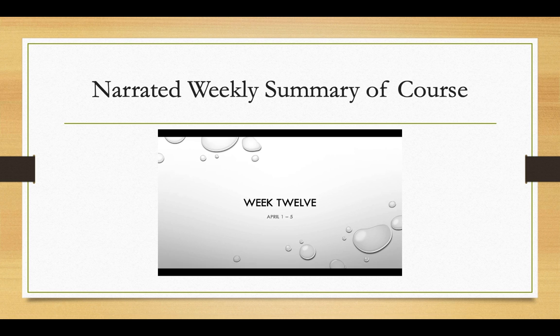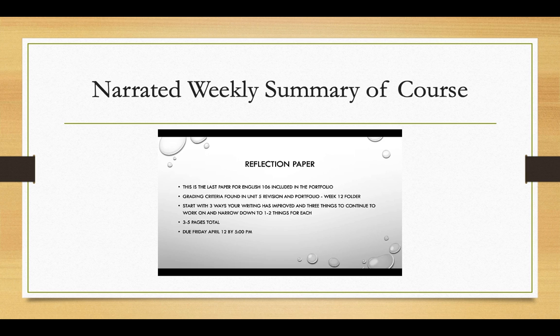Welcome to week 12. So this week we start the reflection paper. This is the last paper for English 106 included in the portfolio, so you're almost there. Grading criteria can be found in the Unit 5 Revision and Portfolio tab, week 12 folder. And there's a lot of information there. When you write the reflection, start with 3 ways your writing has improved and 3 things to continue to work on. Then you want to narrow that down to 1 to 2 things for each.